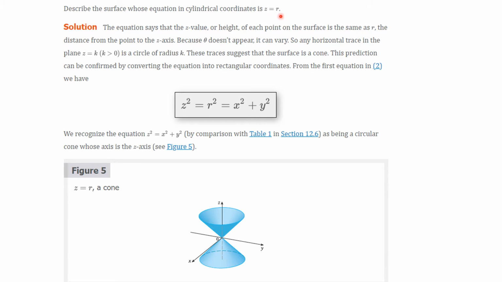So since z equals r, we can square both sides, and we get z squared is equal to r squared, and that's equal to x squared plus y squared. Now we recognize this, and we studied this earlier in the course, as a circular cone whose axis is the z-axis, and here's the picture. And so z equal r is a cone.